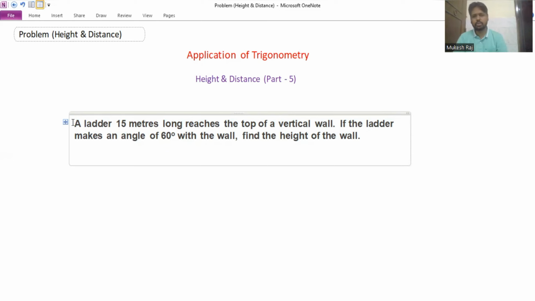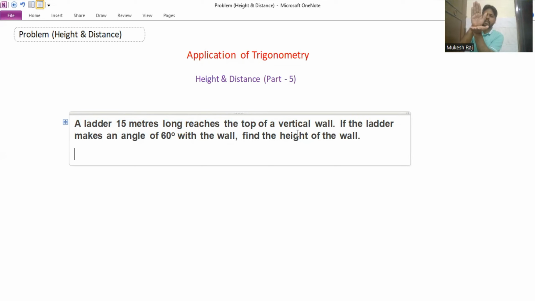So let us first read out the question and see how we can solve this and how it is related to the first case. The question says that the length of a ladder is 15 meters, and it is touching the top of a vertical wall. That means the ladder is standing against the wall, and we know that a wall always makes 90 degrees with its floor.